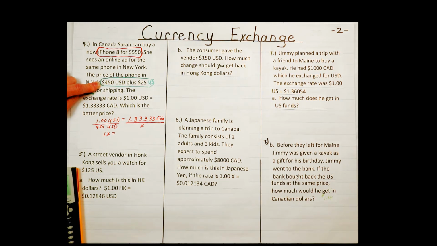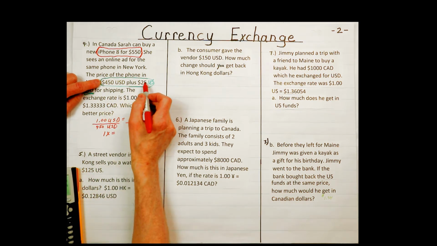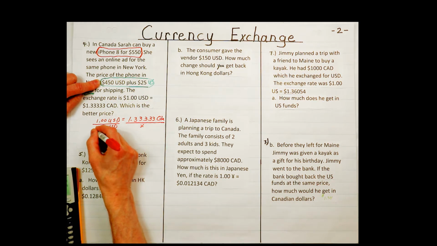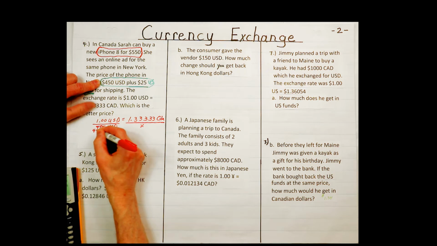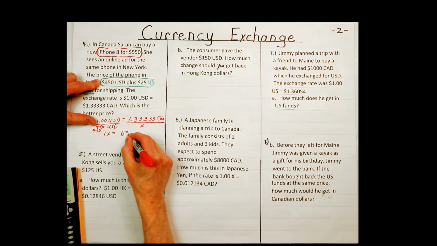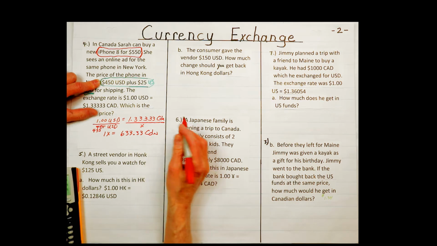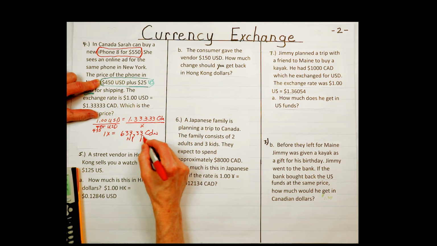That gives us, if I got the right, oh, you know what I forgot to do? Yes, I forgot to add the shipping. So this should be 475 instead of 450. It pays to pay attention to the numbers. Okay, let's try that again. 475 times 1.33333. That gives us $633.33 Canadian. So this is the New York phone.